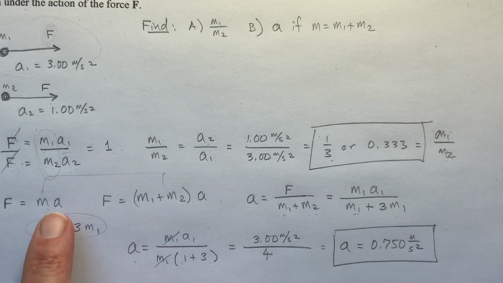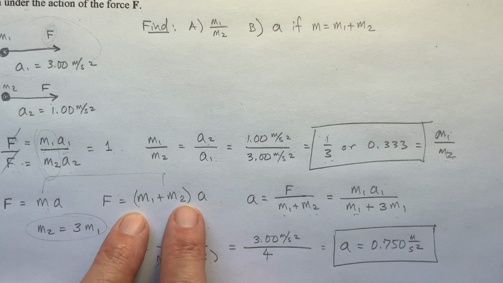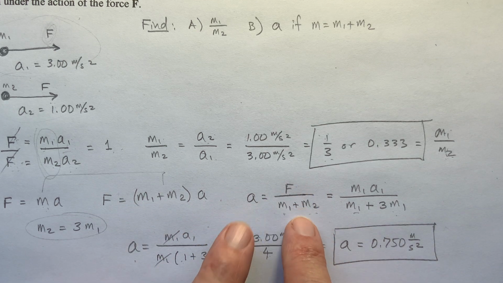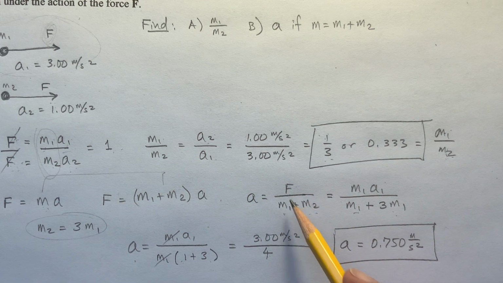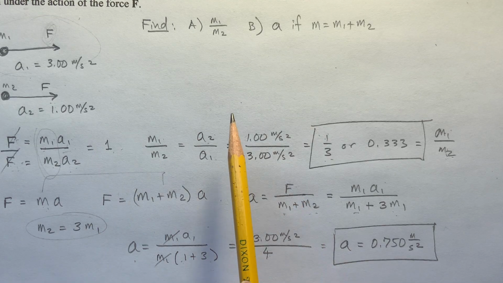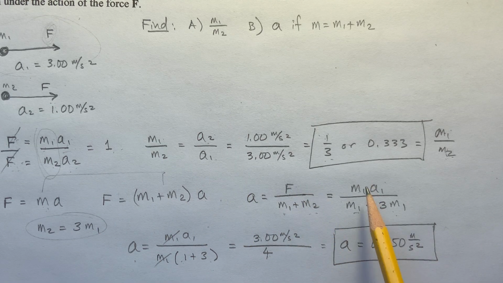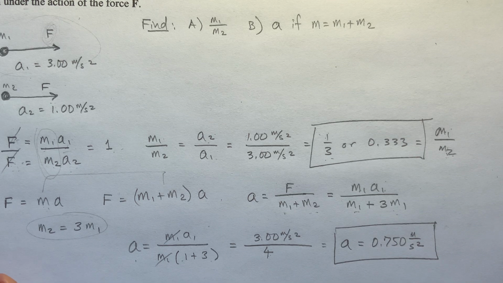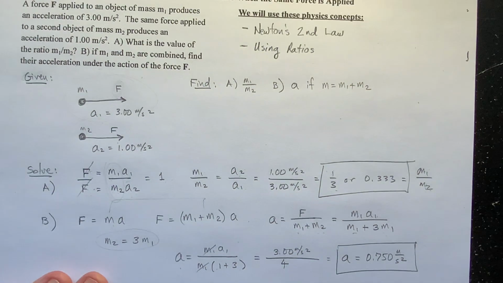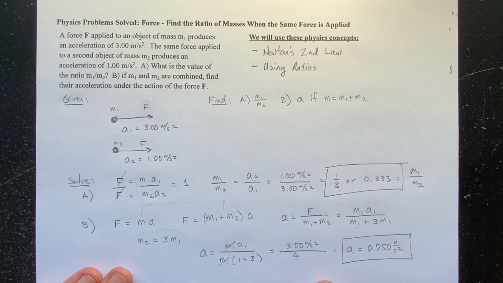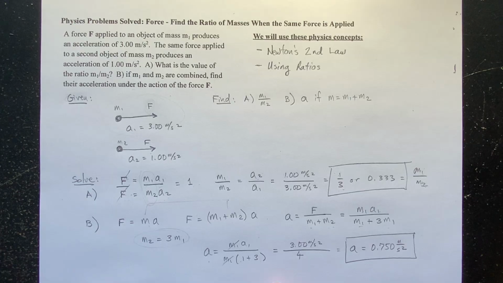So start with what you're trying to find, and then solve for it, and then look for ways of substituting this in. By the way, you would get the same answer if you put m2 a2 right here, and then solve this in terms of m2 down here. You'll get the same answer. I'll leave that to you to try out. But hey, here we go. Another physics problem solved all the way through.